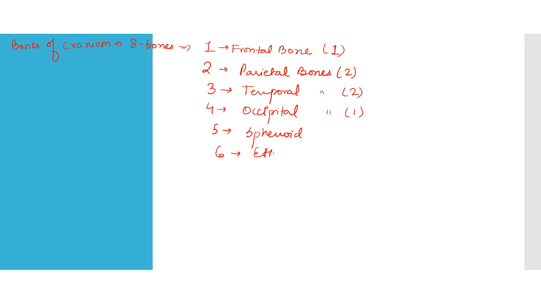Ethmoid bone. So 2 plus 2, 4, 5, 6, 7, 8. So these are the bones: frontal bone, parietal bones, temporal bone, occipital bone, sphenoid bone, and ethmoid bone.